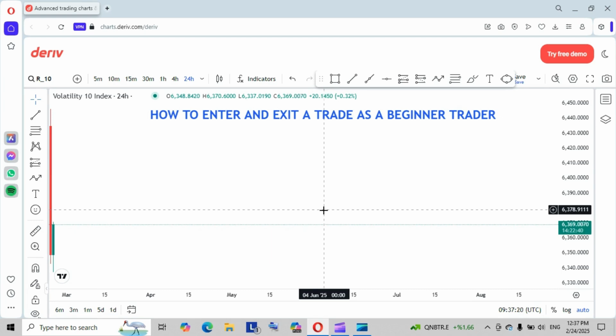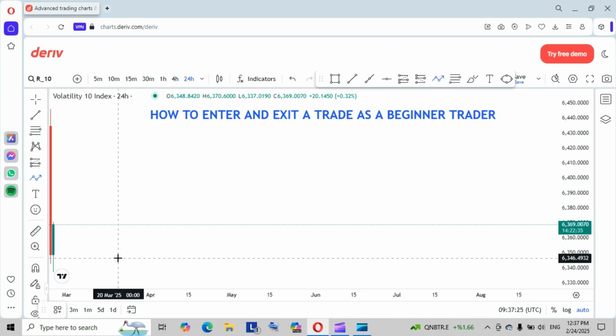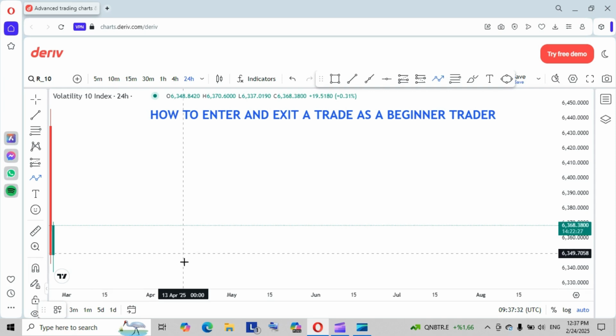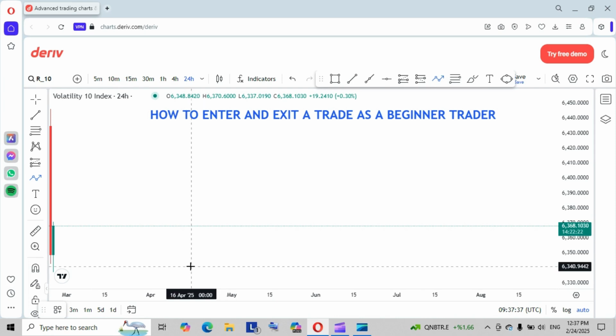Market structure helps you to know the direction of the market. Is the market moving to the upside, or is the market moving to the downside? Or is there kind of equality in the market? So we have three types of market structure. We have the bullish market structure, where the buyers are in control.